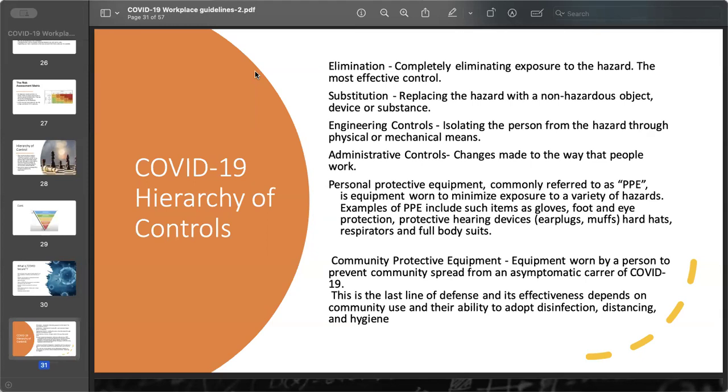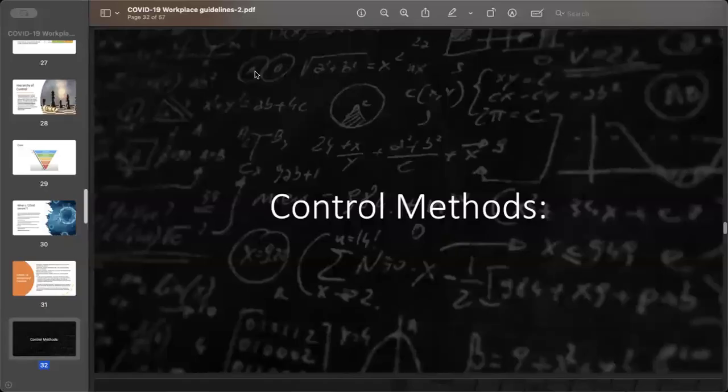Administrative control: change made to the way that people work. And then PPE is commonly equipped to minimize exposure to a variety of hazards. Examples of PPE include gloves, foot and eye protection, protective hearing devices, earplugs, hard hat, respirator, and full body suit. Community protective equipment is equipment worn by a person to prevent community spread from an asymptomatic carrier of COVID-19.